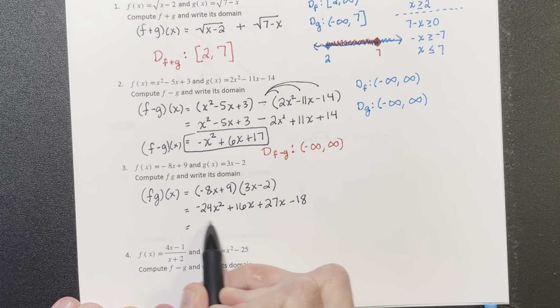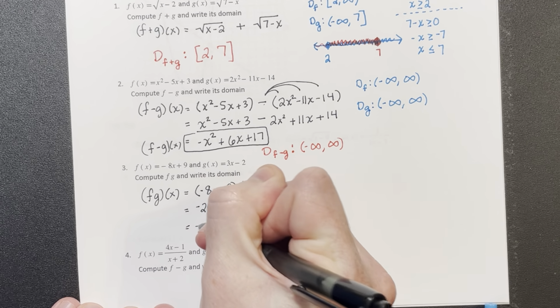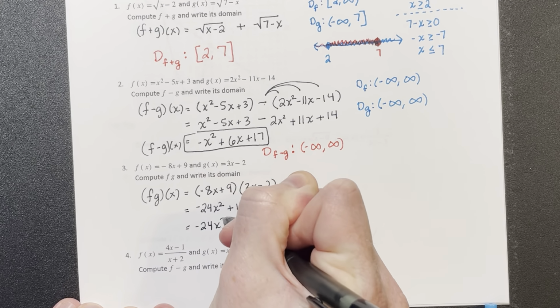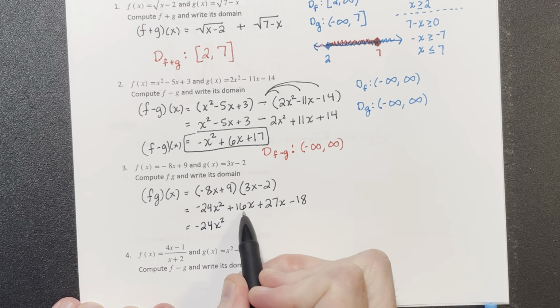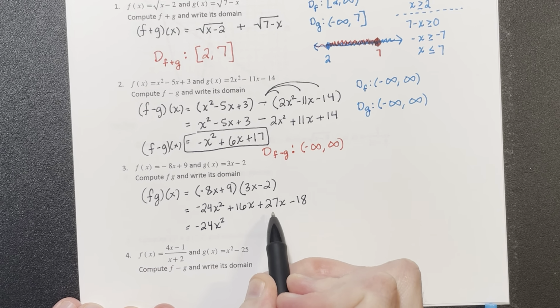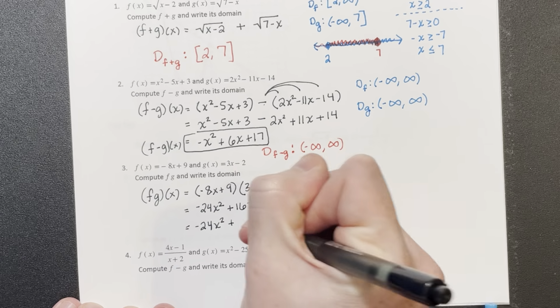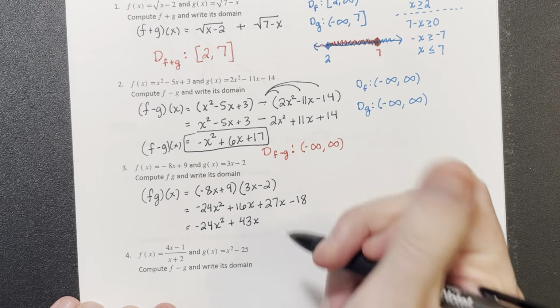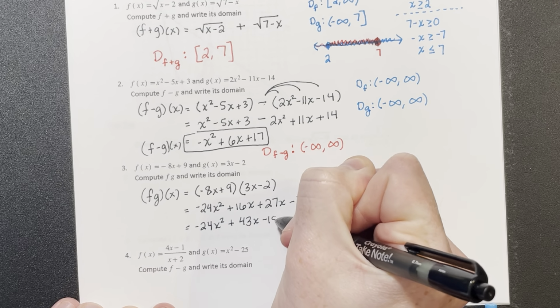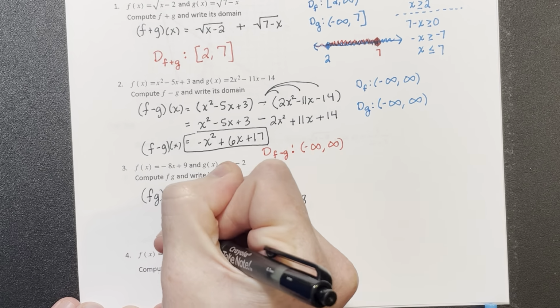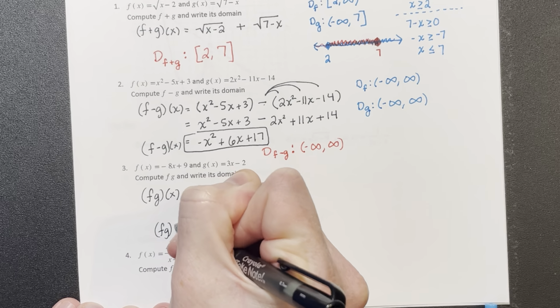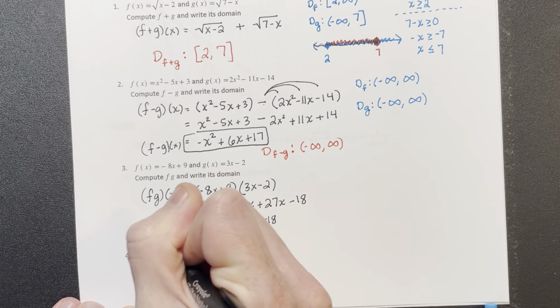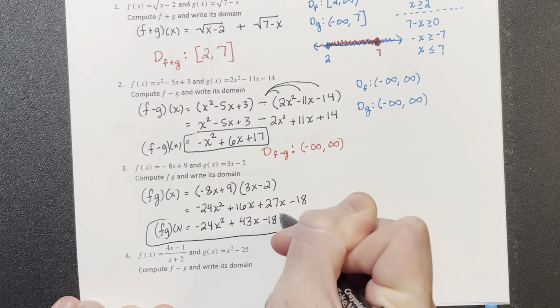So I would start with our quadratic piece, so negative 24x squared. Then go on to the linear terms, 16x and 27x. 16 and 27 is 43, so 43x. And then negative 18 is the only constant. So f times g of x ends up simplifying all the way to this expression.